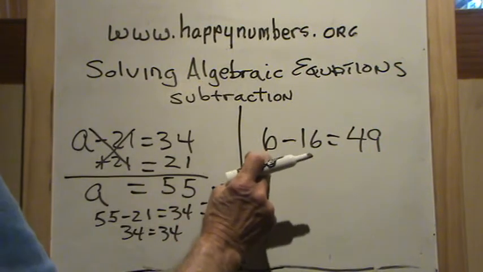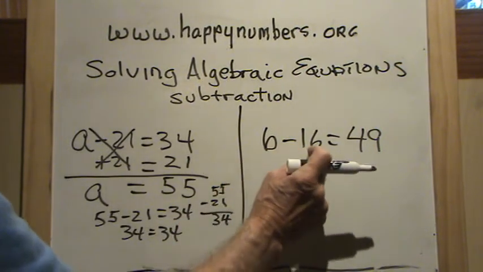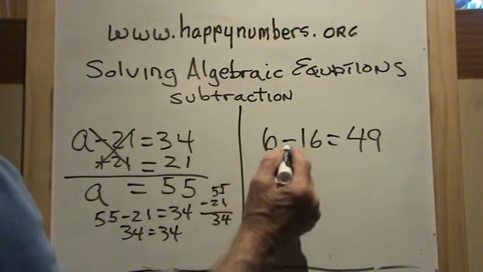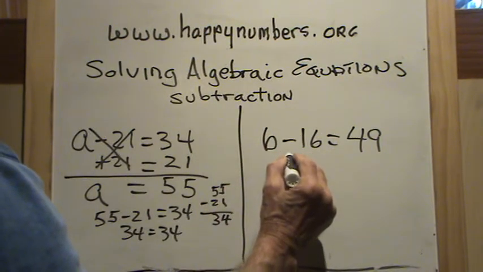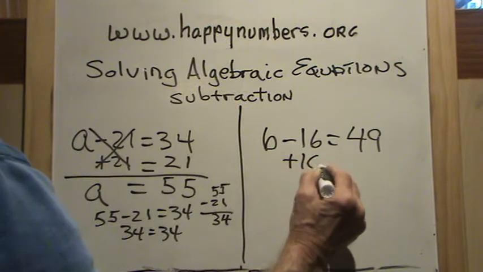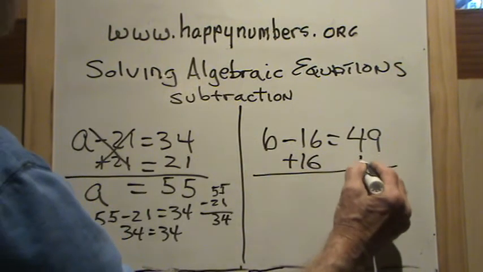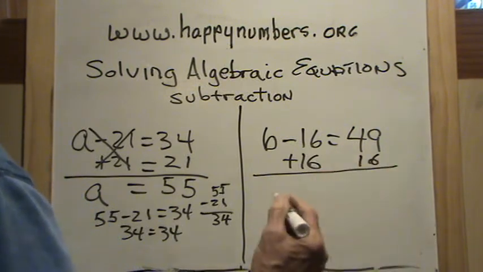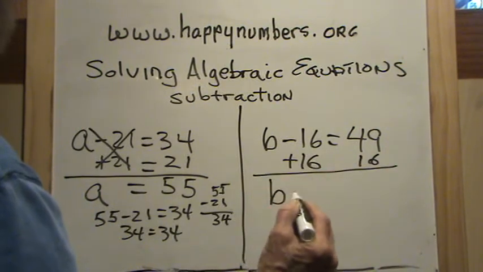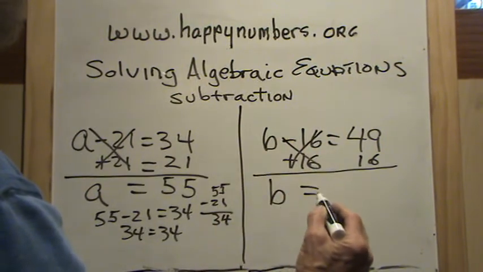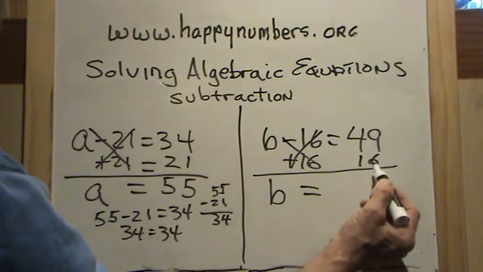Let's try here. B minus 16 equals 49. I have to get B by itself. I have a negative 16, so I'll use the opposite or inverse relationship, which is positive. If I do it on this side, I must do it here. I don't need to write the positive. And then I have B. If I combine the negative and positive 16s, they go away, equals 49 plus 16.